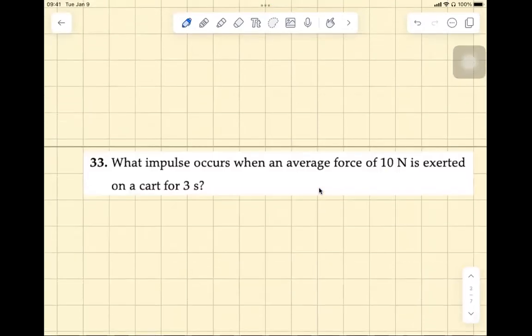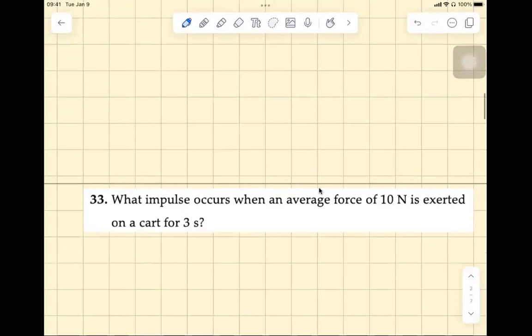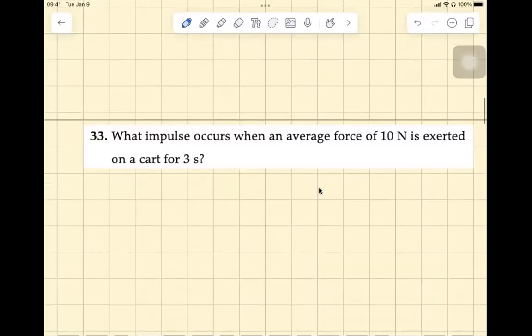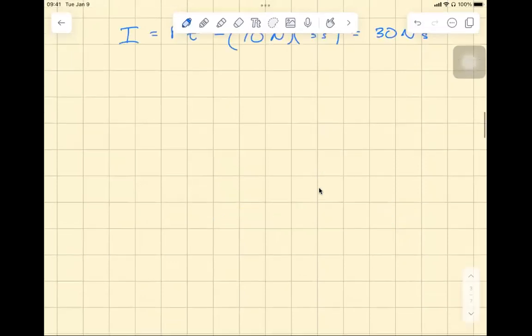What impulse occurs when an average force of 10 newtons is exerted on a cart for 3 seconds? Impulse equals force times time. And so we get 10 newtons times 3 seconds. So you get 30 newton seconds.